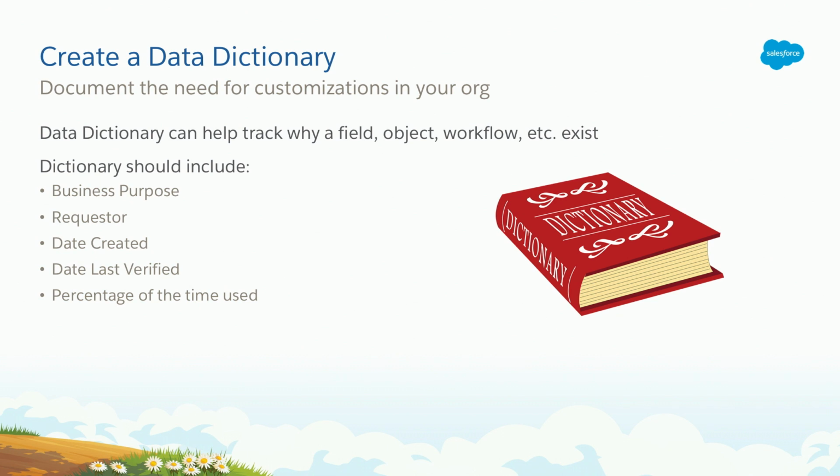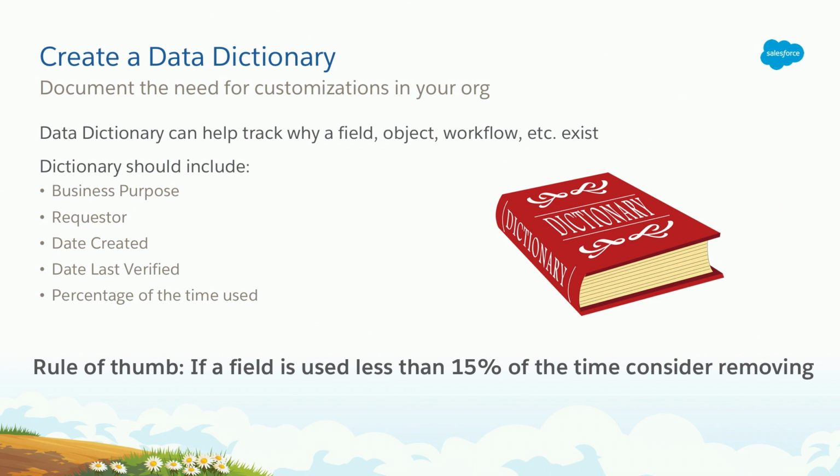Also, you can consider leveraging a lot of different tools. But when you start doing your evaluation, a lot of times people ask me over and over, well, what is the right percentage of time a field should be used? And I don't think there's necessarily a really good answer to that. So I came up with just a rule of thumb. If a field or a customization or an object is being used less than 15% of the time, you should consider it for removal. Doesn't mean you remove it, you consider it for removal.